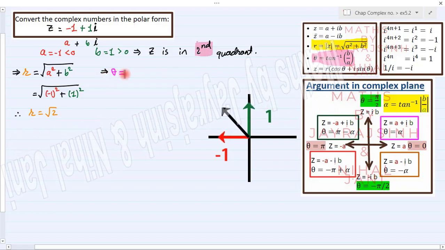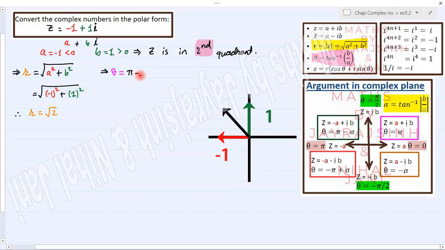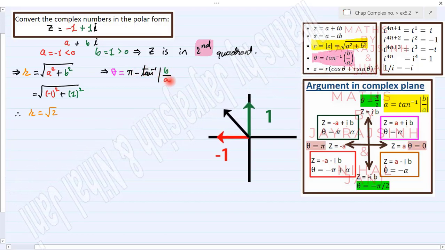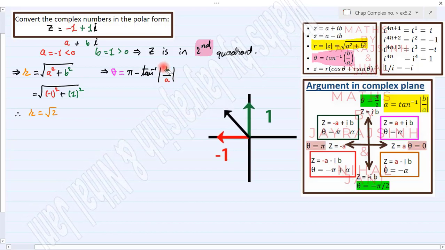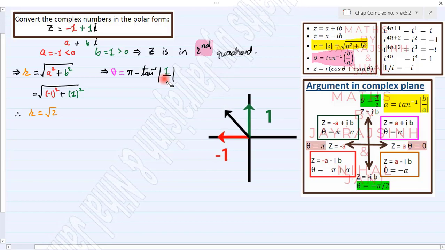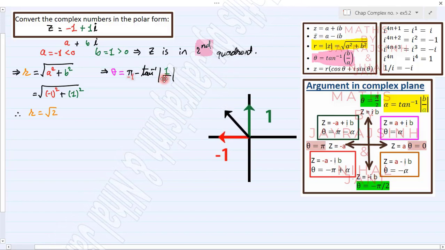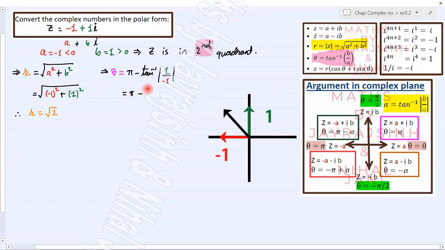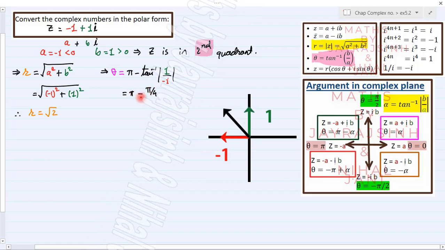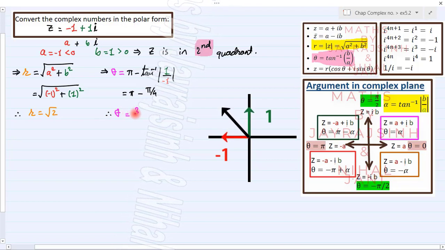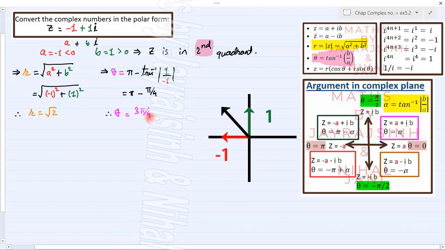For second quadrant, your theta is given by pi minus tan inverse of b by a, where your imaginary part is 1 and real part is minus 1. So here we get pi minus tan inverse 1, which is nothing but pi by 4. So here we'll get your argument theta is equal to 3 pi by 4.